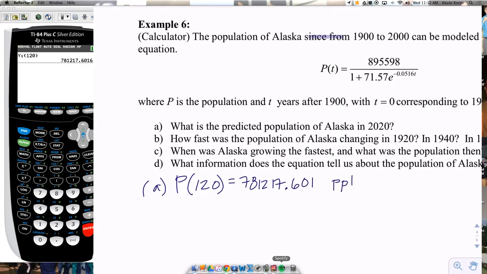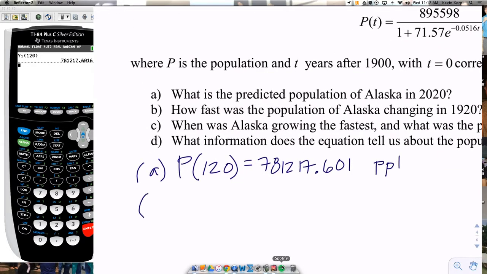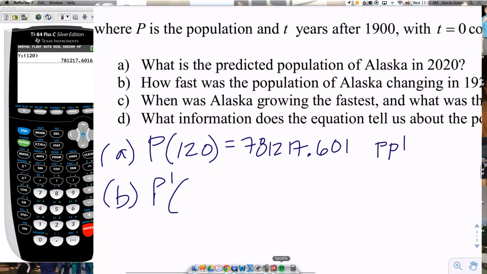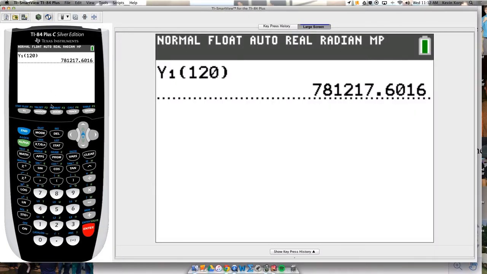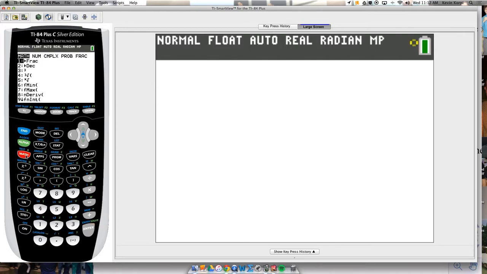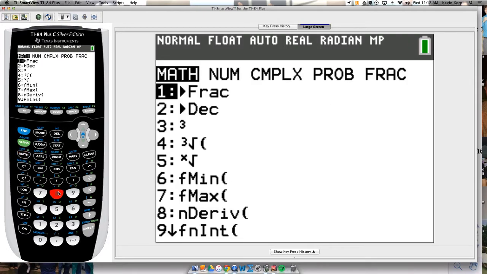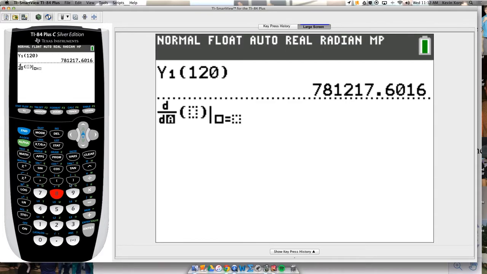Okay, how fast was the population of Alaska changing in 1920? This is a calculator question. How fast was it changing at that moment in time, at 1920, at that moment? Are we looking for the p-value or the what? P prime. So we want P prime of, now 1920 corresponds with what value of T? 20. Do you need to take the derivative by hand and then plug in the 20? No. On a calculator portion, all you have to do is show P prime of 20. And then from the home screen, remember your calculator can compute derivatives. It's math number what? 8. N deriv. Math number 8. Yeah, but it's still in the top 10.